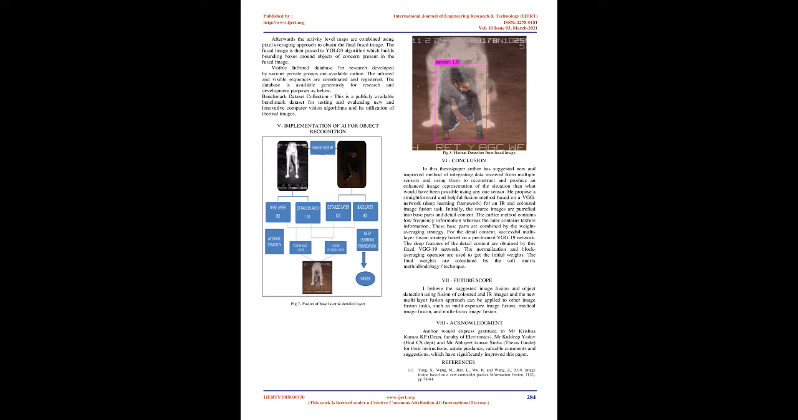The fusion of detail content is done using the VGG19 model. The VGG19 model is used to extract deep features. Then the weight maps are obtained by a multi-layer fusion strategy. Finally, the fused detail content is reconstructed by these weight maps and the detail content. The multi-layer fusion strategy works by extracting various feature maps from the detail content and then using these feature maps with normalization and a block-based average operator to obtain an activity level map. Afterwards the activity level maps are combined using a pixel averaging approach to obtain the final fused image.